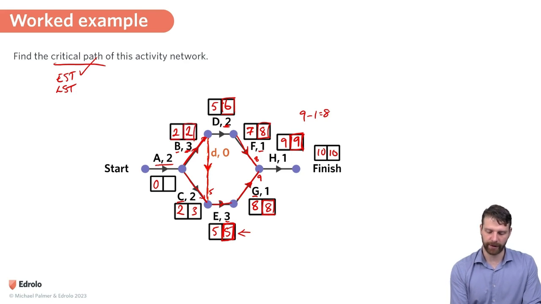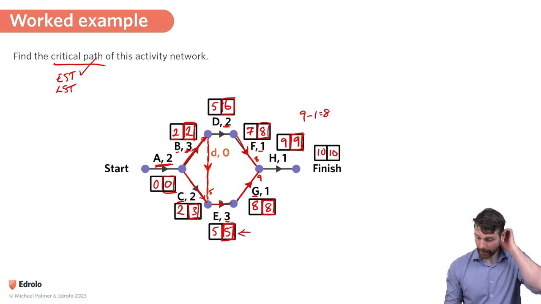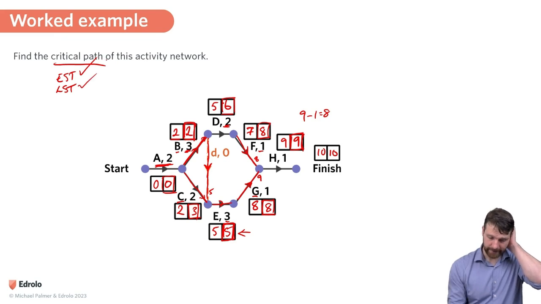Okay, now I can see that B needs to start the 2nd minute. So for activity A, if I want the latest start time, I have to look at the latest start time for C and B. And I can see that B needs to start immediately. So 2 minus 2 is going to be 0. All right, so I've done LST now. I've done the EST and the LST.